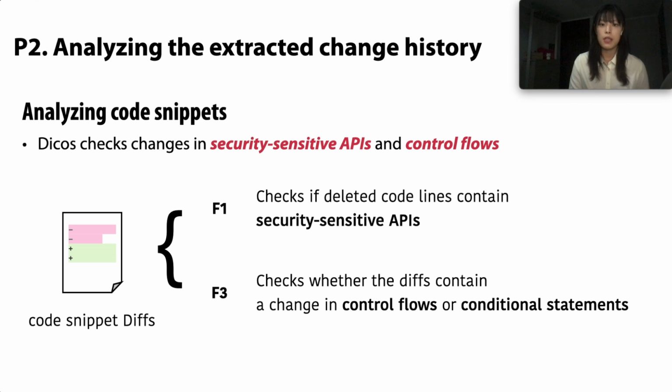Now, let me explain how Dicos analyzes posts using selected features. When analyzing code snippets, Dicos uses F1 and F3 features. Dicos checks if deleted code lines contain security-sensitive APIs, or checks whether the diffs contains a change in control flows or conditional statements.